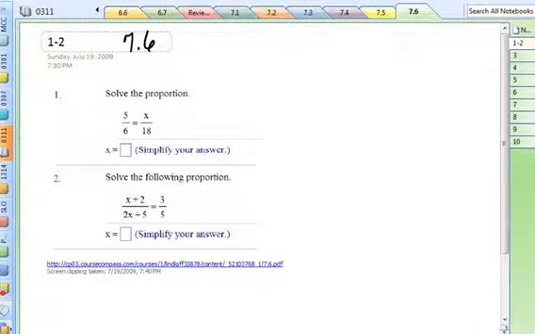7.6 is some applications, code for word problems. They're not all word problems, but there are a few of them. Problems 1 and 2, and I don't think we need to do both of these, but these are just proportions because we have already reviewed solving proportions. So let's take a look at problem number 2. We will skip number 1 and let's look at problem number 2.